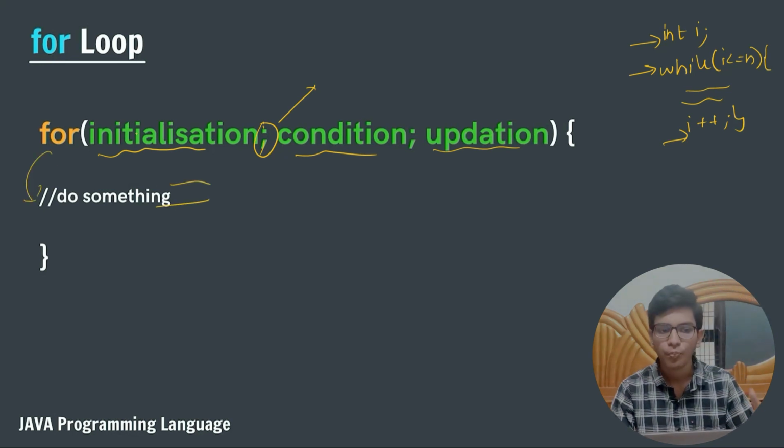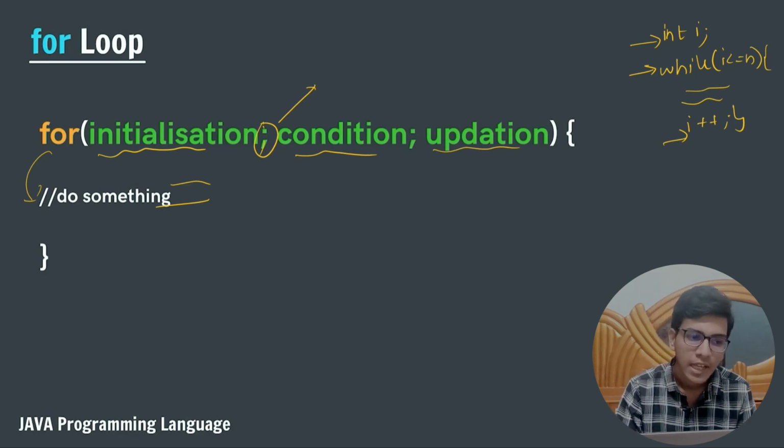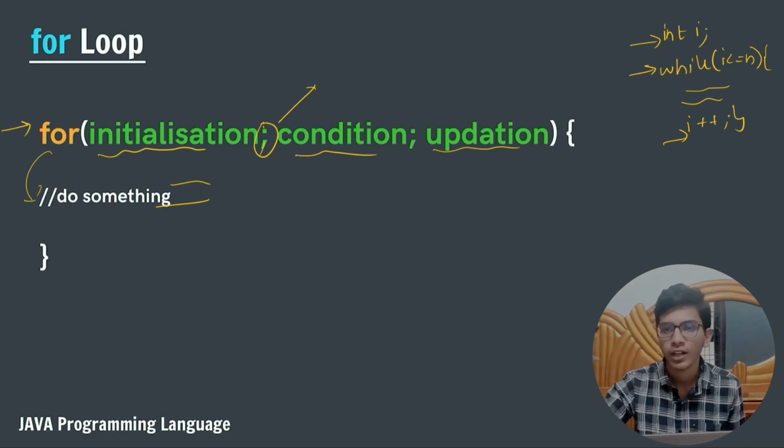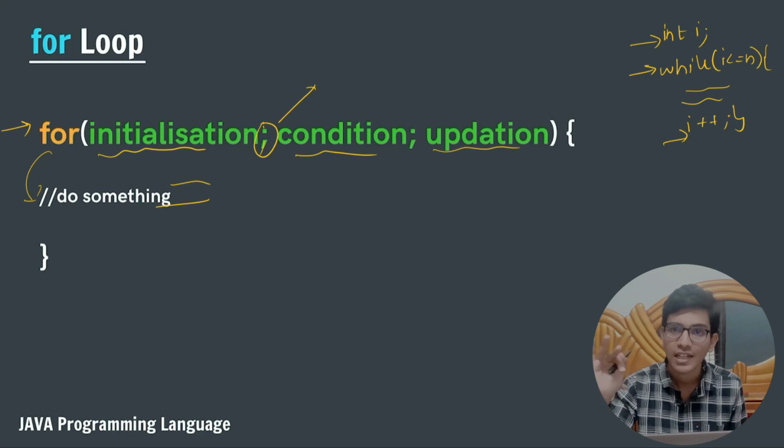That's all. So in this, we have given the initialization step, condition step, and updation step in just a single line. Whereas in while loop or do while loop, we have done initialization, updation, and condition in 3 different lines. So this is more packed and simplified.